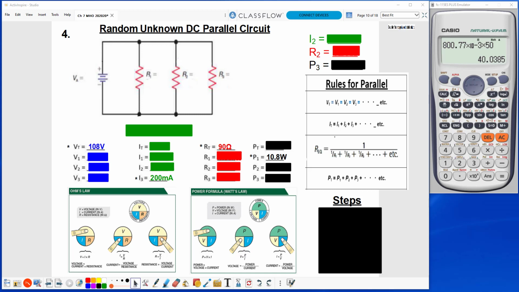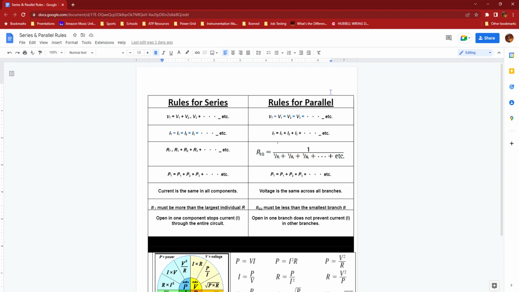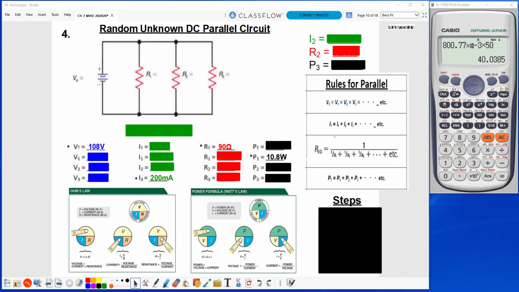The other document that I'm using is the series parallel rules. Right now we're working on this side with our parallel rules. I clipped out the portion of the document with the rules for parallel on it, and put it right here. So now we can get started.